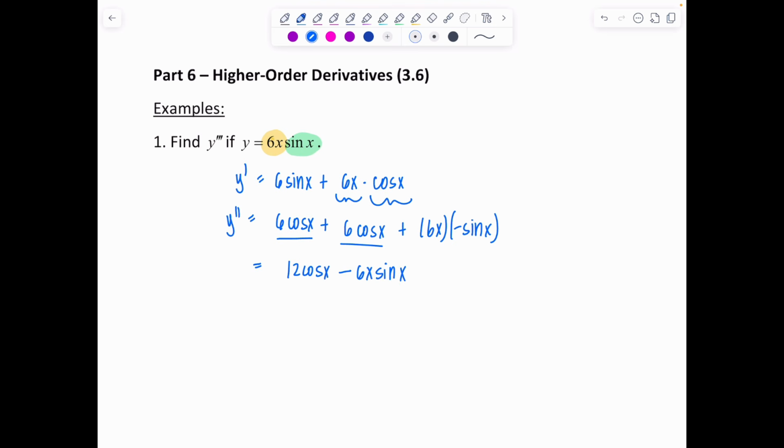Okay, one more time, guys. We need a third derivative. Y triple prime. Derivative of 12 cosine x is negative 12 sine x. Minus, I put some parentheses. It's too dangerous, guys, not to. Especially if you're just learning this.